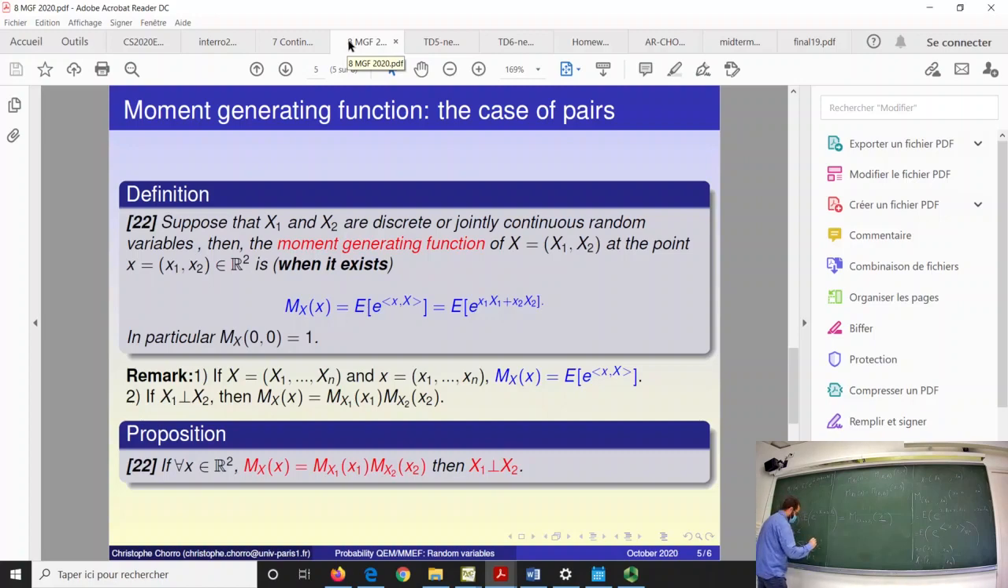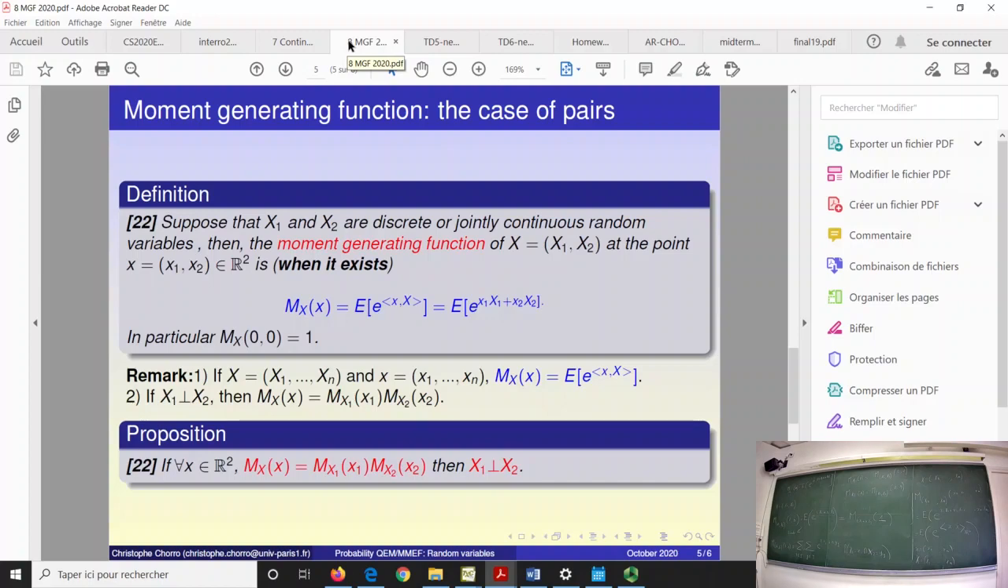Exponential of t xi plus s yj, let's write it this way, times the probability that x1 is equal to xi intersected with the probability that x2 is equal to yj. This is the expectation of what I am interested in. The xi are the possible values for x1, the yj are the possible values for x2.